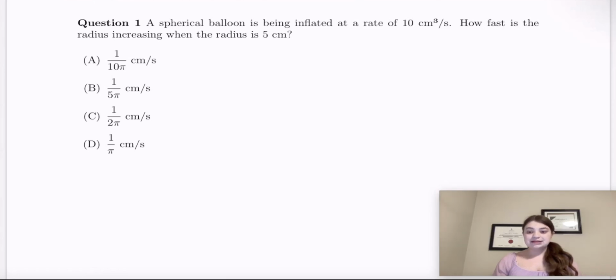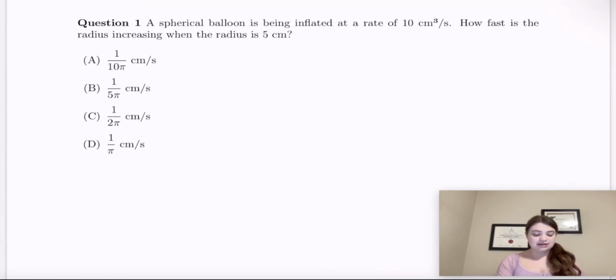Welcome back. Today we're going to be doing a related rates problem about a spherical balloon. A spherical balloon is being inflated at a rate of 10 cubic centimeters per second. How fast is the radius increasing when the radius is 5 centimeters?